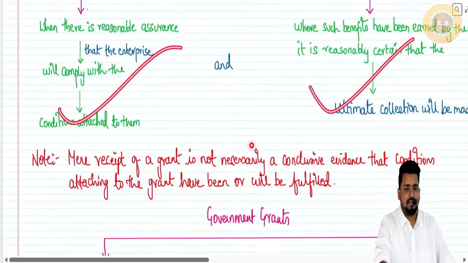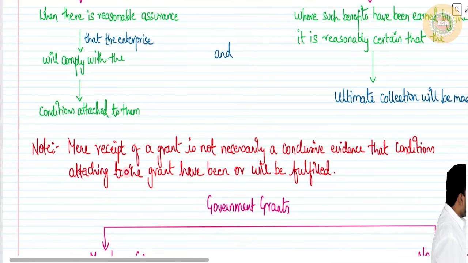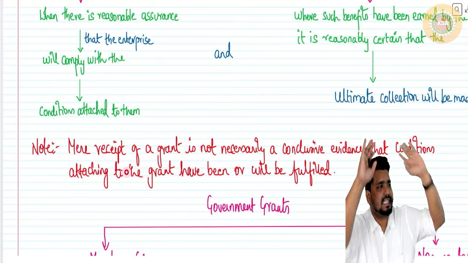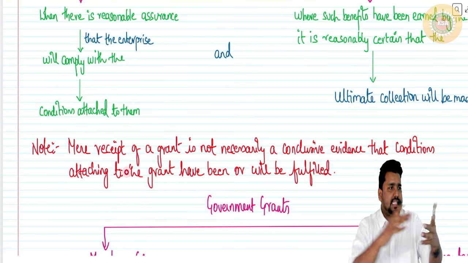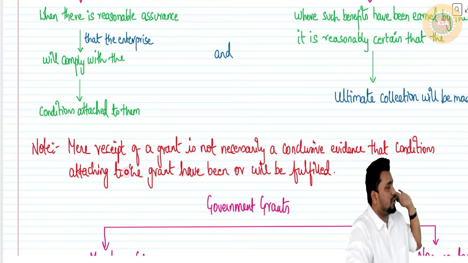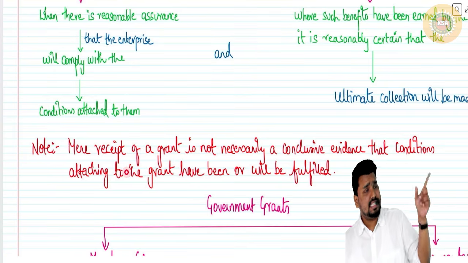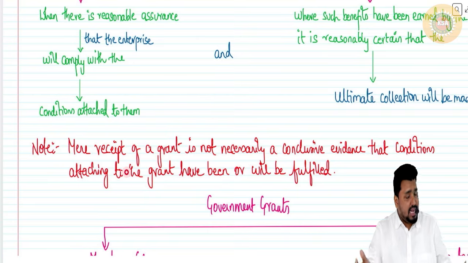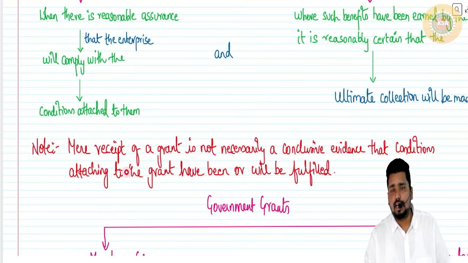Two conditions are there. I have written something here. Can you read this? Mere receipt of a grant is not necessarily a conclusive evidence. Since you received, can you tell people I will definitely satisfy, or still you have to check that? Still we have to check that. Since we received, does it mean we will satisfy the condition? Is it automatic? Not automatic. It is not a conclusive evidence. Everyone loudly read this. Mere receipt of a grant is not necessarily a conclusive evidence that conditions attaching to the grant have been or will be fulfilled. Still we have to satisfy that. Clear or not clear?